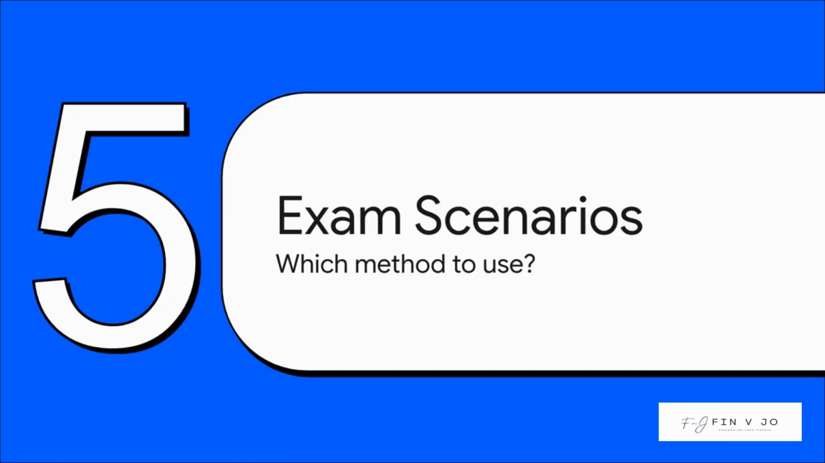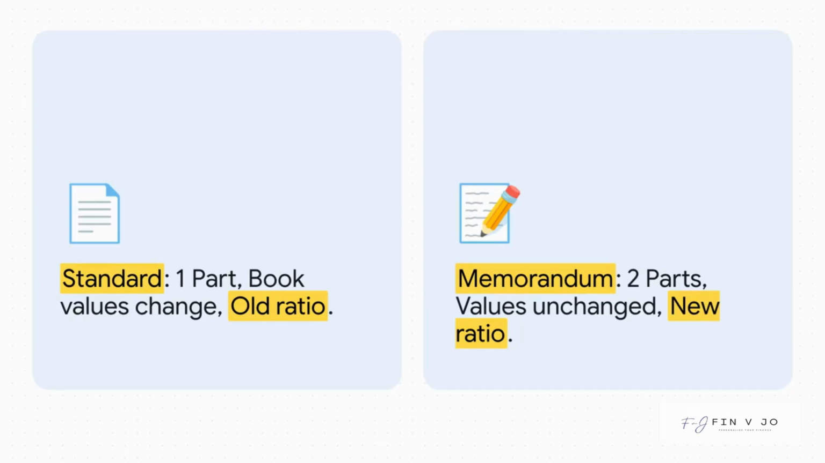Section 5, Exam Scenario. Which method? Let's bring it all together to test your knowledge and make sure you're absolutely ready for test day. So the crucial point here is understanding the direct contrast between these two methods side by side. A standard revaluation account, it's got one part. The book values change in the new balance sheet, and the balance goes to old partners in the old ratio. A memorandum revaluation account, that's got two parts. The book values remain unchanged, and it needs two transfers. Part 1 to old partners in the old ratio, and Part 2 to all partners in the new ratio.